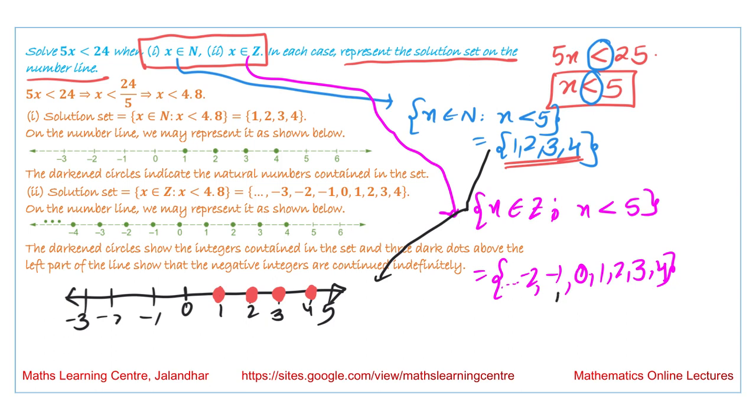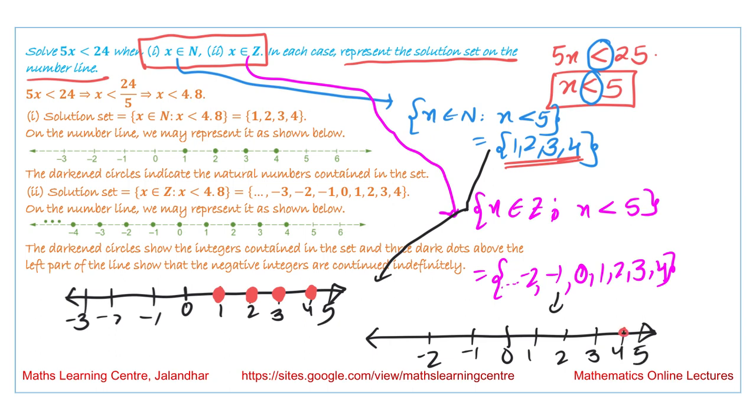Similarly, in the second case, we are representing the solution set. So, this is 0, minus 1, minus 2, 1, 2, 3, 4, 5. Now, the solutions we have are 4, 3, 2, 1, 0, minus 1, minus 2 and so on.